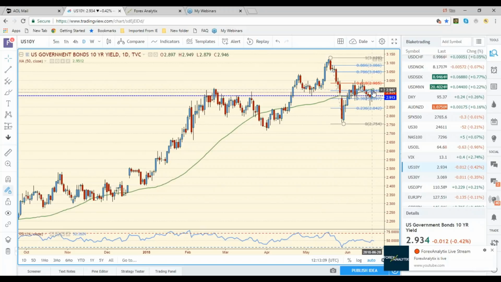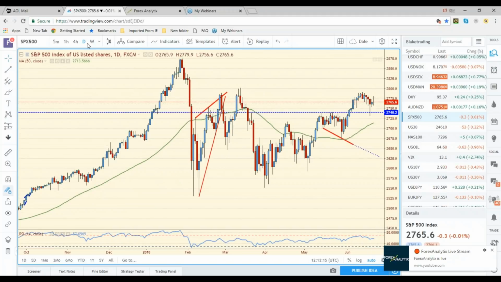And I'm predicating a lot of this on that we get a break in the S&Ps. The daily's starting to look a little negative. I think it's going to take a risk-off event, at least to take maybe the S&Ps 100 handles off or so to get the bonds rolling again. That help?